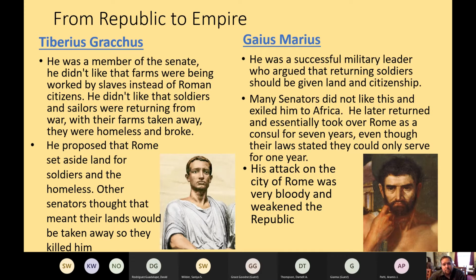Gaius Marius, he is a successful military leader who argued that returning soldiers should be given land and citizenship. Many senators did not like this, and they exiled him to Africa. He later returns and essentially took over Rome as a consul for 7 years. So usually their consuls or their presidents only serve 1 year, but he actually took it over and kept power for 7 years. So that's another step in which they moved away from a republic more towards a dictatorship.